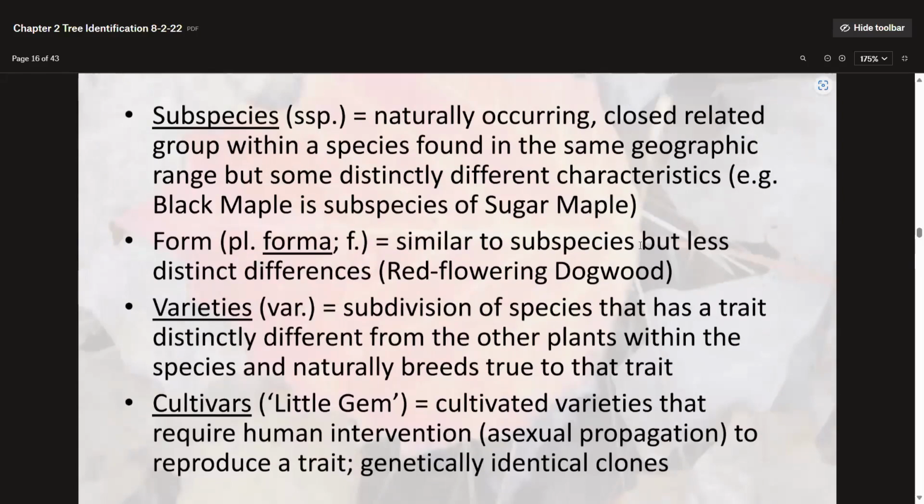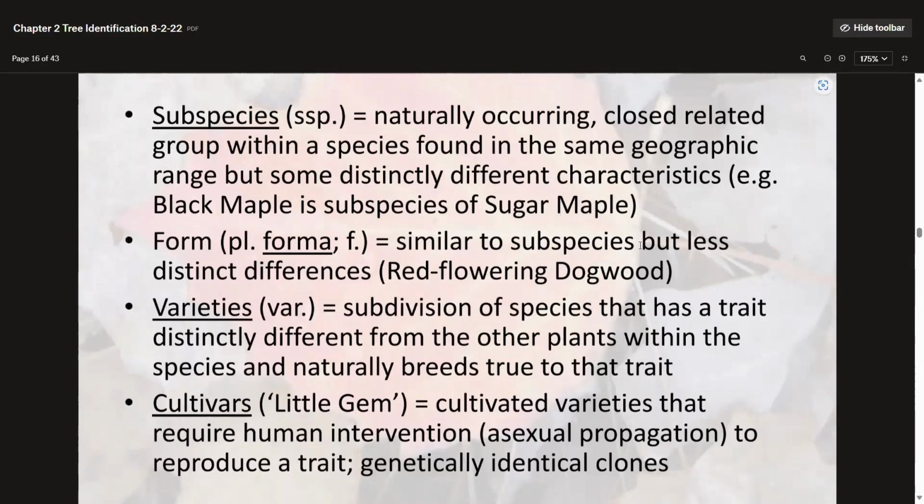Okay, so the subspecies, the SSP, that's a naturally occurring, closely related group within a species found in the same geographic range. So that's the difference. It occurs within that same geographical area, right? It has some differences like black maple and sugar maple, but they're all found within the same little region, okay?